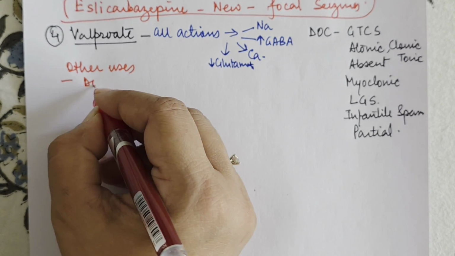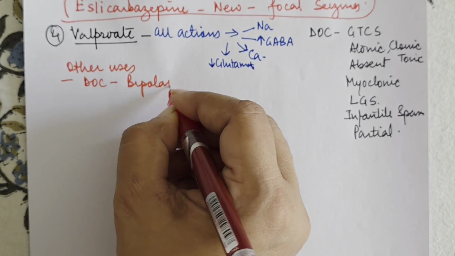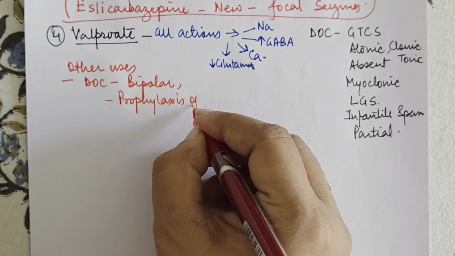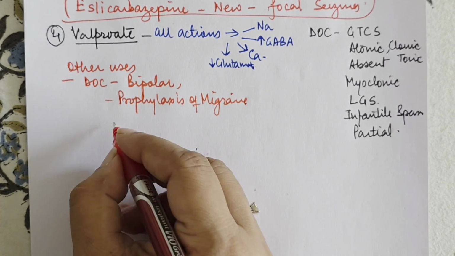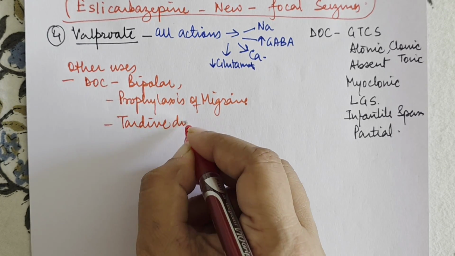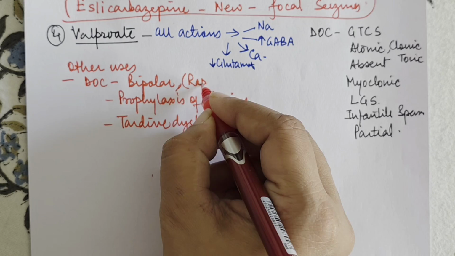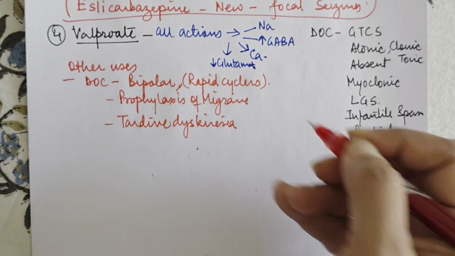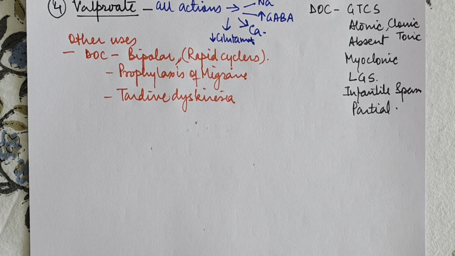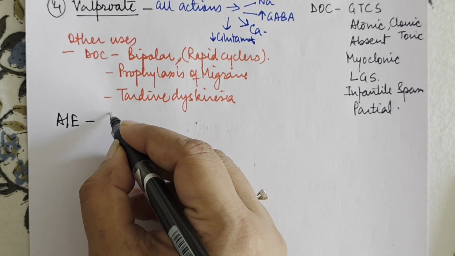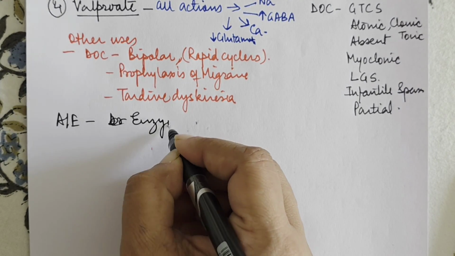It is the drug of choice in bipolar disorder, right? Prophylaxis of migraine. Then also used in tardive dyskinesia. In bipolar it is also the drug of choice in rapid cyclers, who have more than 4 cycles in a year, so there valproate is very much used. Okay, now let us go to the adverse effects and other interactions. First thing is valproate is an enzyme inhibitor.